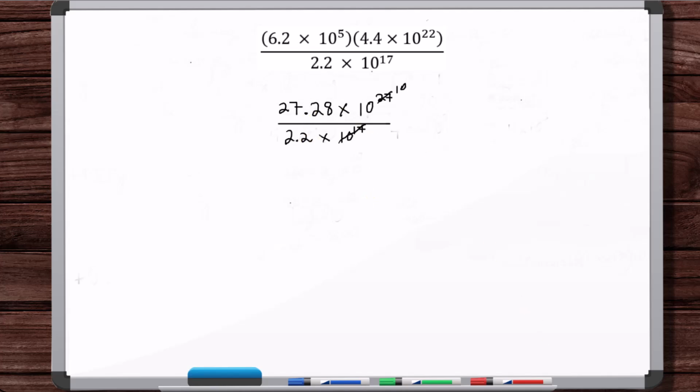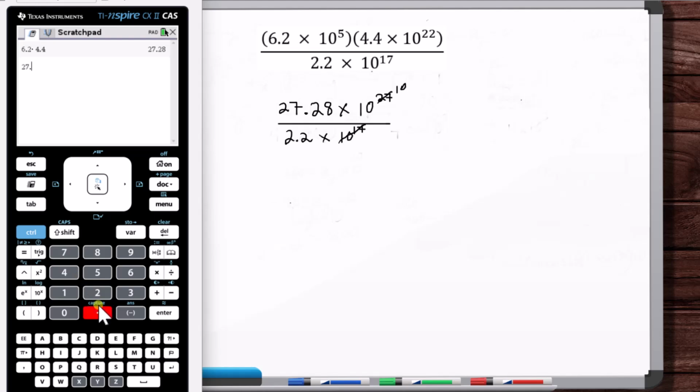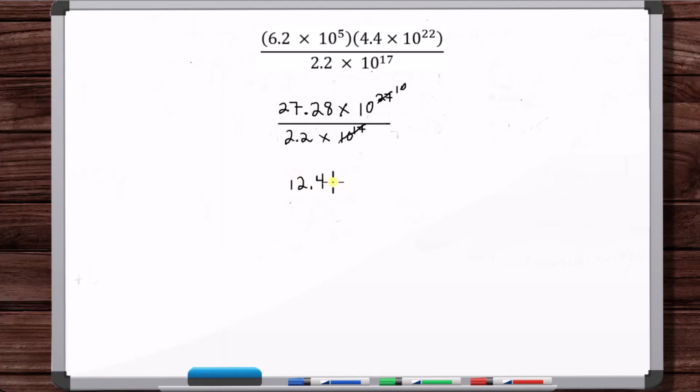Okay, now let's divide these two. Let's write out all of the significant digits. So 12.4 times 10 to the 10th. Okay, now let's come back and see how many significant digits the final answer should have. In this multiplication, we had 2 here, so we retain the lowest number of significant digits. They both have 2, so 2. And then we're dividing by a number with 2 significant digits. So this should have 2. So rounding, we get 12 times 10 to the 10.